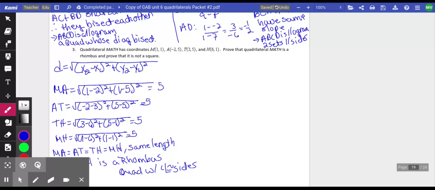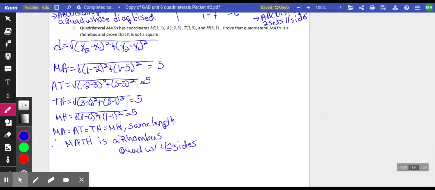Notice I showed the original distance formula and I substituted each one. I then said that MA equals AT equals TH equals MH. They have the same length. Therefore, MATH is a rhombus. It's a quad with four congruent sides.